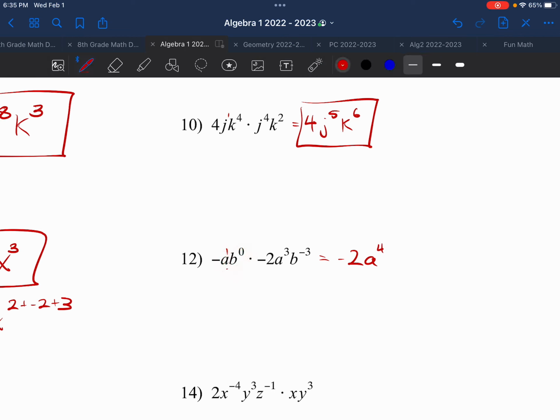Anything underneath that 0 is going to turn into 1, and that's the equivalent of just scribbling it out, because 1 times this negative a to the power of 1, we don't have to worry about. So yeah, scribble it out. That's fine. And I'm worried about this negative. I just realized that. I'll come back to you later.